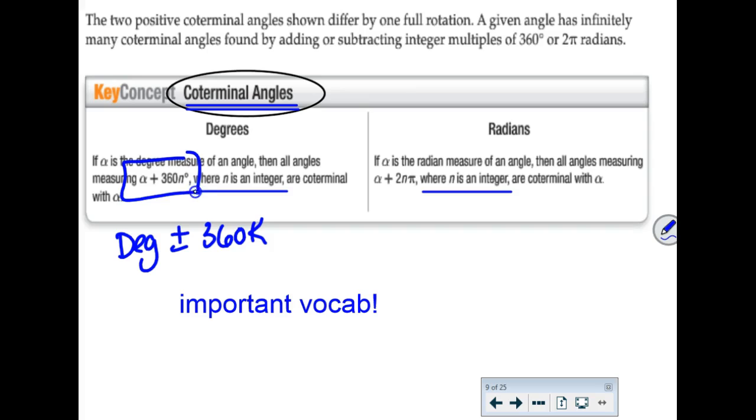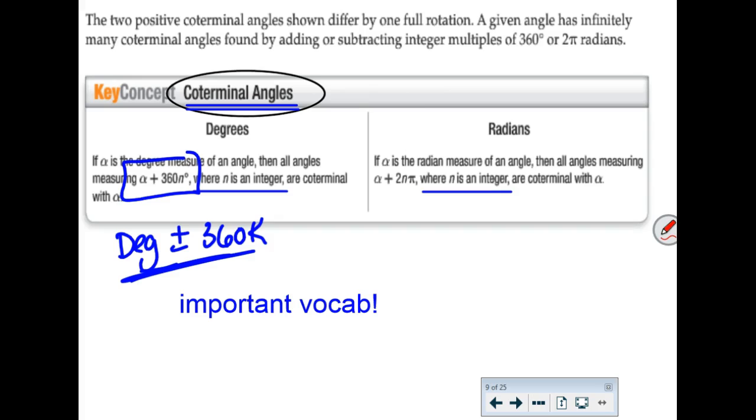So your book does two things. It changes n for k. That's kind of synonymous in math. N meaning any integer. K also means any integer. And the reason they don't do plus and minus is because when they say it's an integer, integers can be negative on their own. So like adding 360 times -1 is really subtracting 360. So for me, I like this notation.